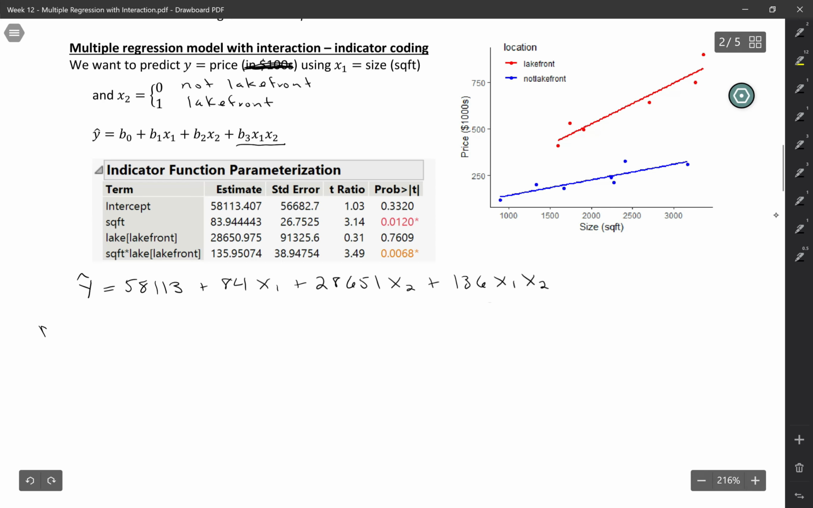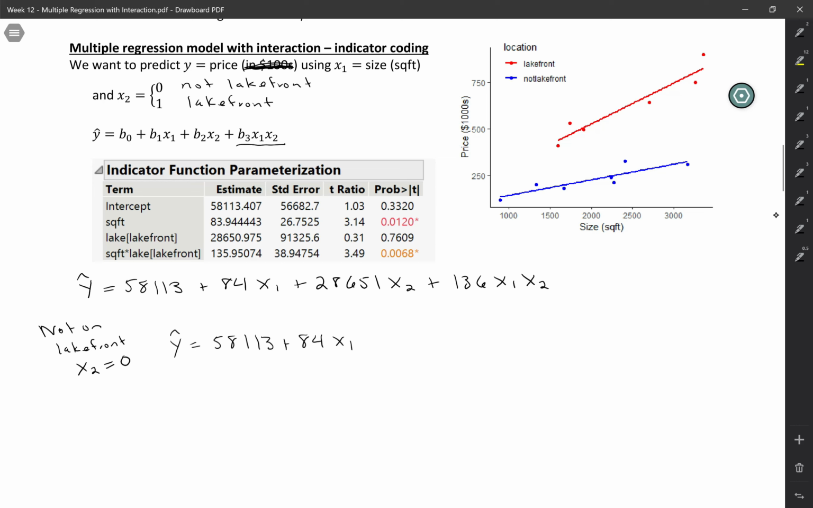So let's start with the houses that are not on the lakefront, since the baseline group is the easiest. For the baseline group, remember that's where our second explanatory variable x2 is just equal to 0. That's how we've defined our variable. So if we plug in 0 for x2, both of those terms that have x2 in them would just go away. We'd be left with just our original regression equation: 58,113 plus 84 times x1. So this would be the prediction equation for the houses that are not on the lakefront. In other words, that's the prediction equation for that blue line in the graph.